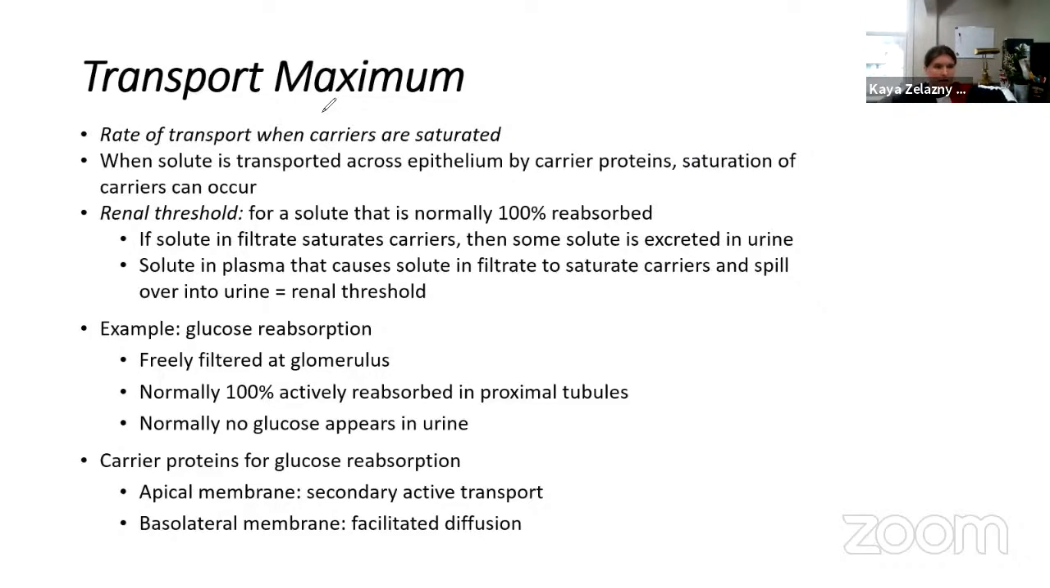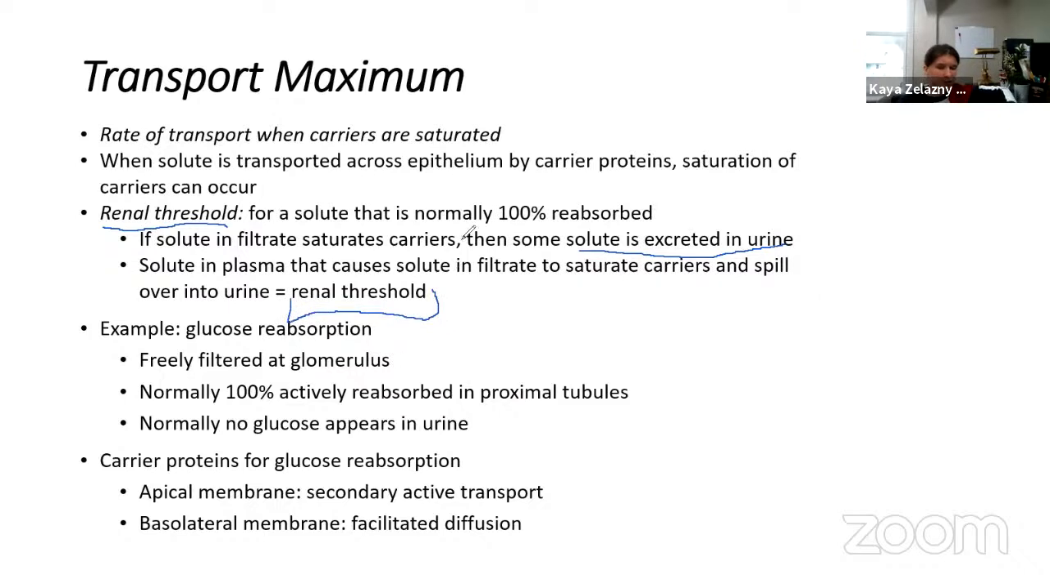This means that in our kidneys, we have a renal threshold for solutes that usually would be completely absorbed. Glucose is normally 100% reabsorbed. We saw that in the table before. You normally want to keep all your glucose. So it goes into the filtrate, starts out in the nephron, but we want to get it all back in the blood. But if so much glucose enters the nephron that it saturates those carriers, so we don't have enough of them in the membrane to pull it back into the blood, we're going to get some solute excreted in the urine, which is basically spillover. That's what we see happening when we hit our renal threshold.